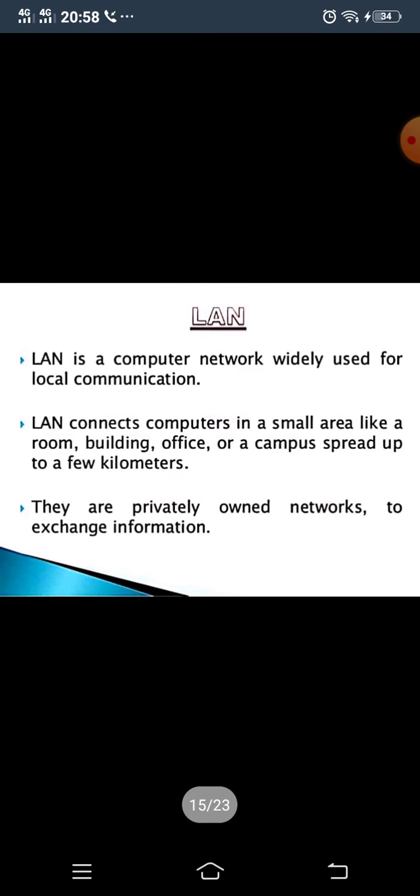What does LAN mean? LAN is a computer network and it is widely used for local communication. LAN connects computers in a small area like a room, building, office or a campus that may be spread up to a few kilometers. They are privately owned networks to exchange information. As I gave you the example of a school laboratory, the computer labs that are present in your schools or colleges, these are examples of LAN. And they are limited to small areas.